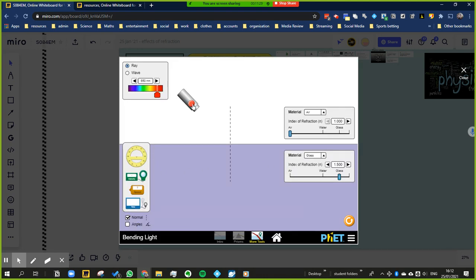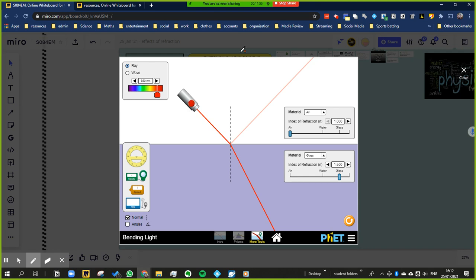And we notice that when I shine a light, we do get some reflection, but we're not interested in the reflection. We're interested in the refraction. Refraction is when light goes from one substance into another. Now, this substance can be thought of as a medium. So I'm just going to label that now.